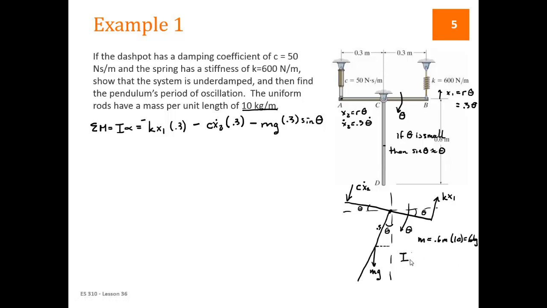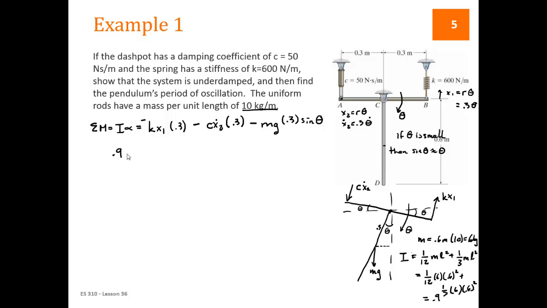So then I is the mass of the top rod around its center, 1/12 mL squared, and the mass of the bottom rod around its end point is 1/3 mL squared. And so we can plug in numbers there. 1/12 times 6 times 0.6 squared plus 1/3 times 6 times 0.6 squared. And we get a value for I of 0.9. All right, so let's plug in some numbers here.